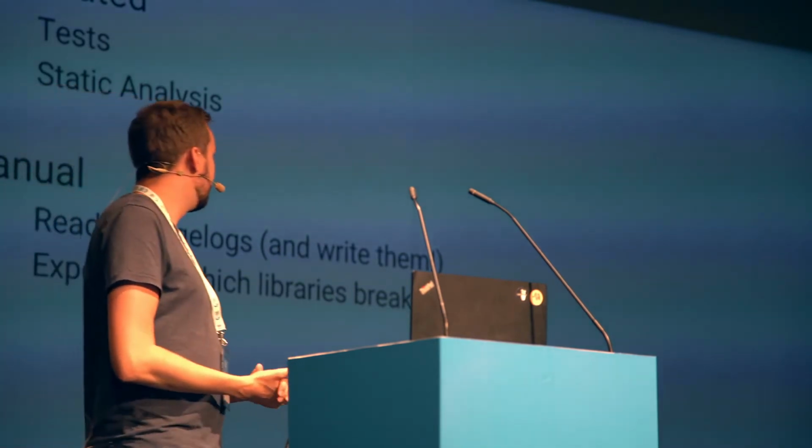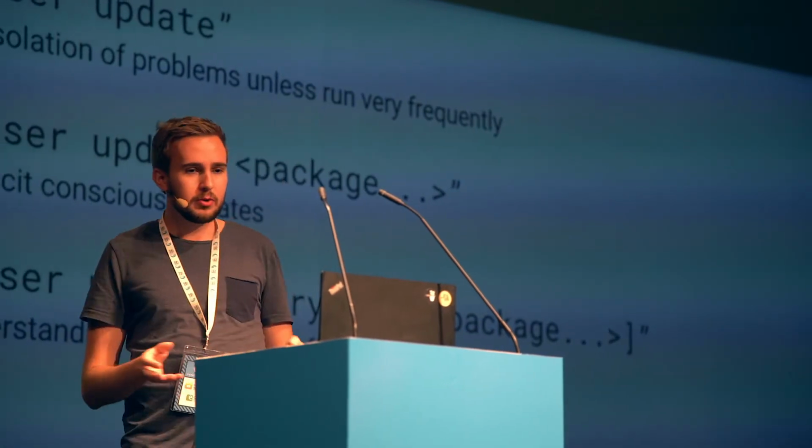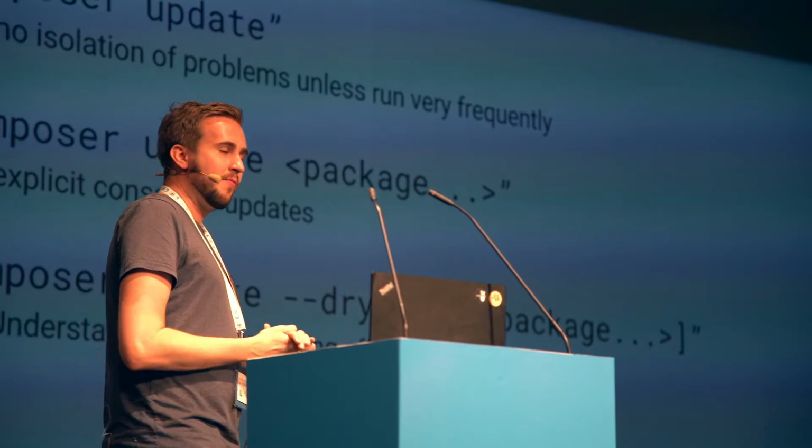Yeah, the last one I mentioned was just based on your experience with which libraries break BC frequently, you can pick the right versioning constraints. So, talking a bit more specifically about Composer, since we're at the PHP conference here and I work on Composer, some specific things you can do when updating dependencies with Composer.